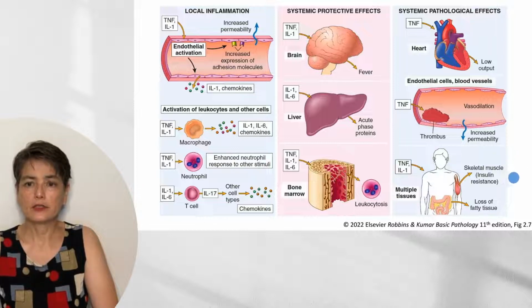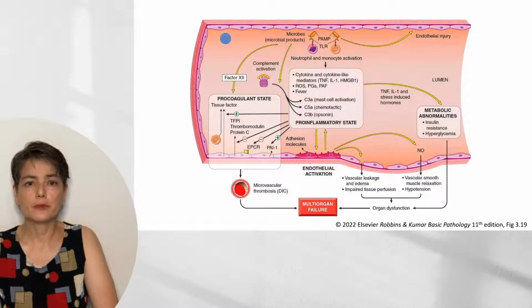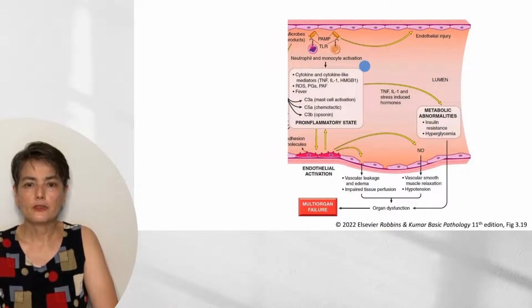What it does to the skeletal muscle is it increases insulin resistance and causes loss of fatty tissue. So this is going to lead to that cachexia that we can see in malignancy. Now I'm going to go to another figure. This comes from the circulatory dysfunction material, and this is very complicated, so I'm going to cover this up and just focus on this.